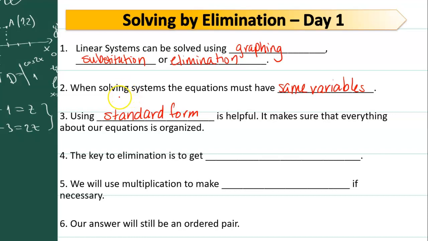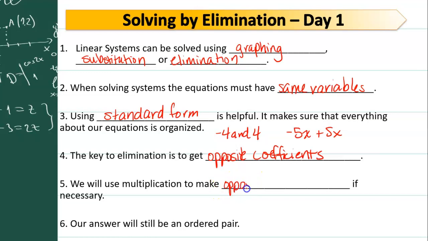Unlike in substitution, where you want one of the variables isolated, we like to use standard form for elimination. The key to elimination is to get opposite coefficients. So let's talk about some examples of that. For example, -4 and 4 are opposite coefficients. If those were on an x, something like -5x and +5x are opposite coefficients. We can use multiplication to make opposite coefficients if necessary.